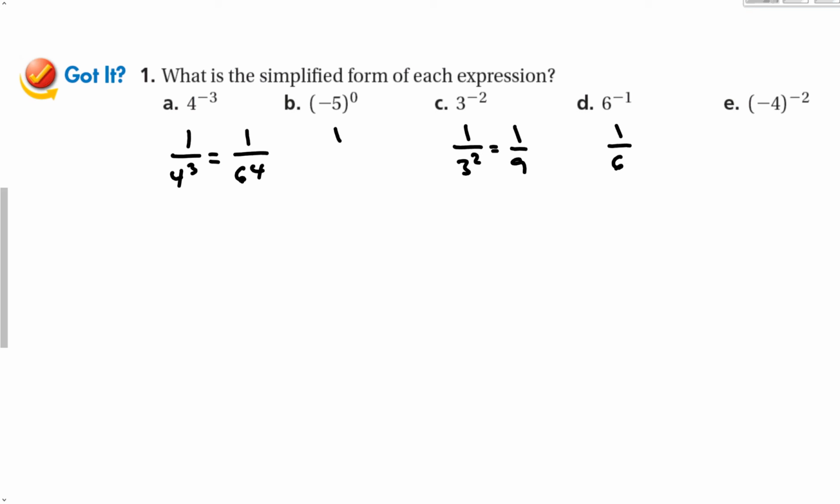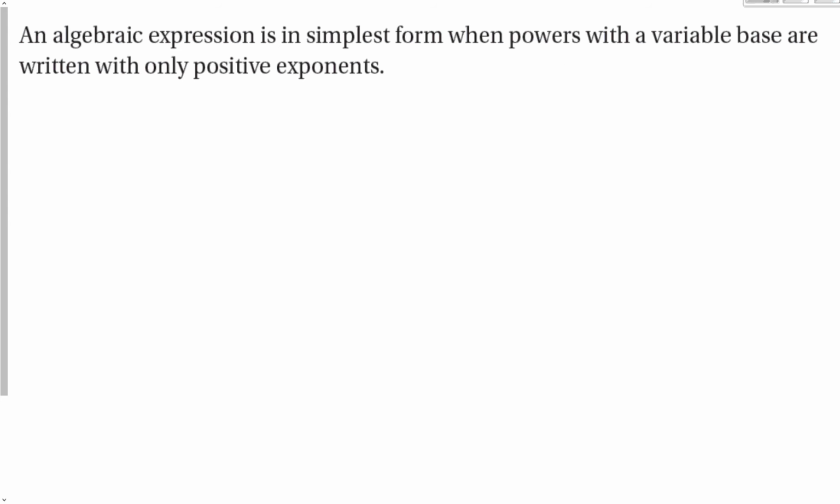And be careful with part E. This is 1 over negative 4 to the positive second power. By moving the term to the denominator of the fraction, you make the exponent positive, but it has nothing to do with the actual term. So negative 4 times negative 4, well, look at that. That makes it positive, okay? Which is when you square a negative number, it turns into a positive number. So just be careful with when you're moving things around and negative signs, okay?